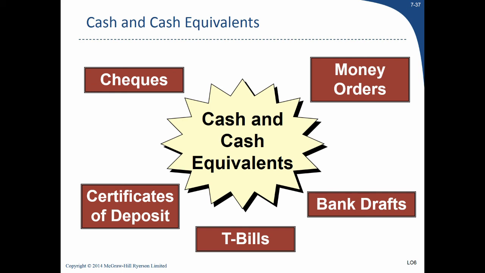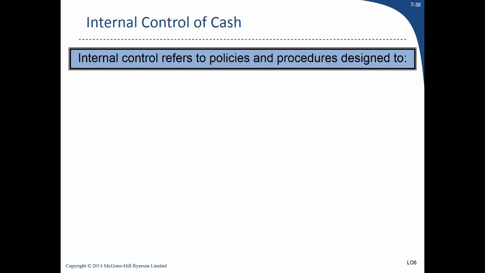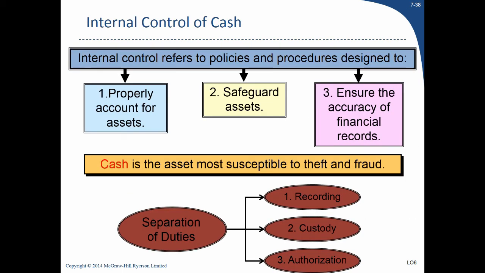All right, so cash. Internal control of cash. Cash, as you can imagine, is the asset most susceptible to theft and fraud, right? Because it's really easy to just put in your pocket. So you want to properly account for cash. You want to make sure that your books are accurate. You want to safeguard it. You want to make sure it can't be stolen.